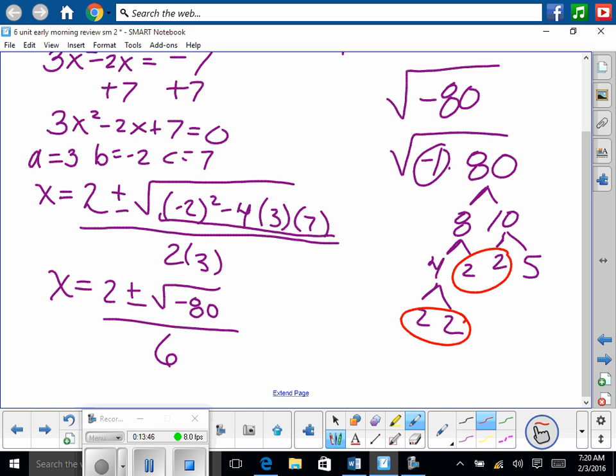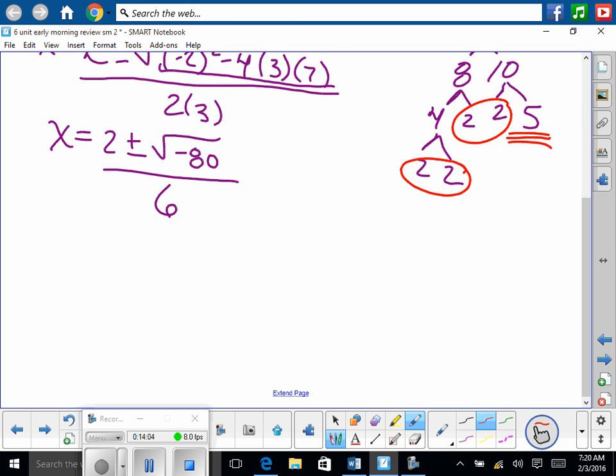So 4, and then left was a 5. Don't forget you also pulled out negative 1. So we have 4i, because 2 times 2 is 4, times i, and then left was a 5. So 4i square roots of 5. Is everybody comfortable with how to do that one? One of the more tricky ones.